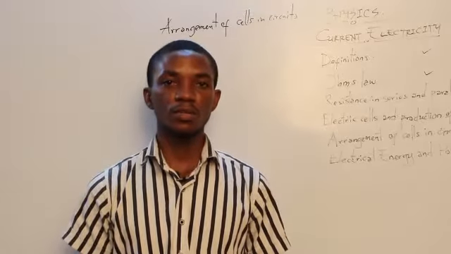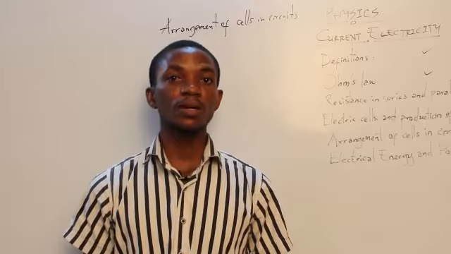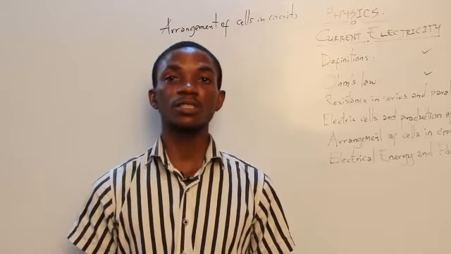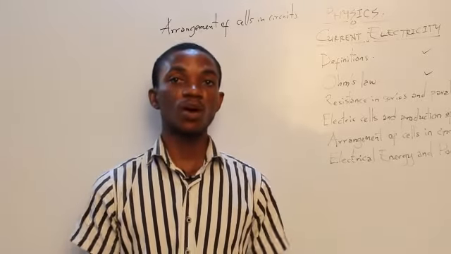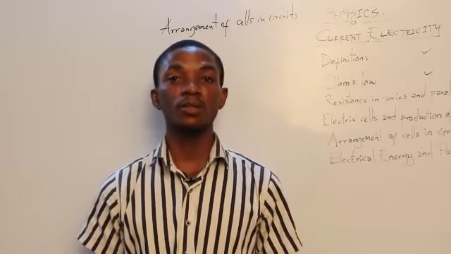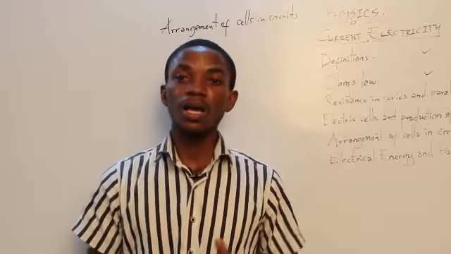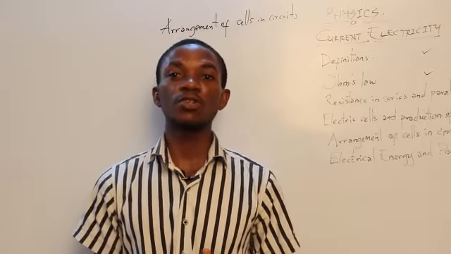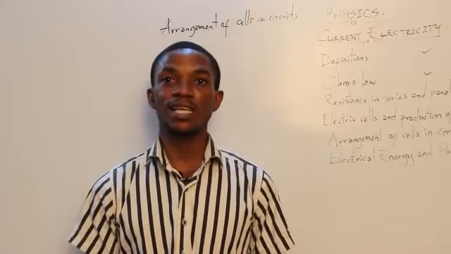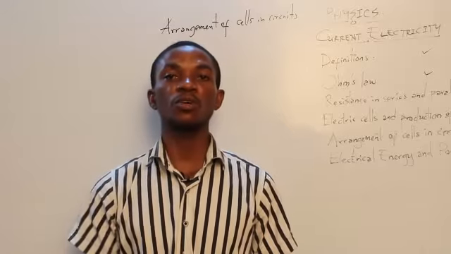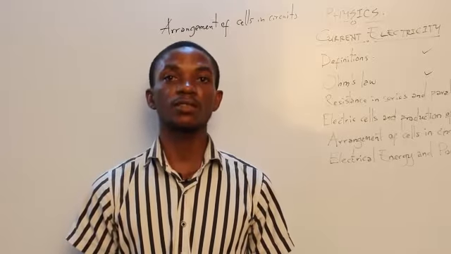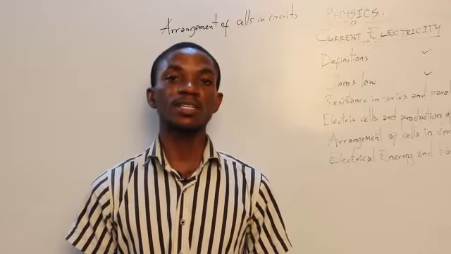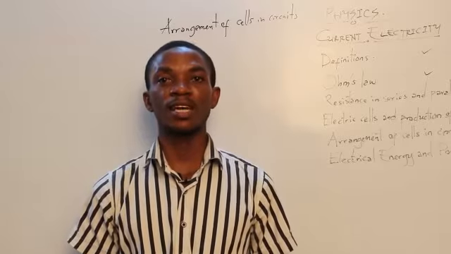Arrangement of cells and circuits. We talked about cells as chemical machines that produce electricity. While some can be recharged, some cannot. But if you look at your battery, you notice that your battery has two ends. That's your normal battery that you put in your radio, your torchlight, your flashlights. You see it has two ends, the positive and the negative end.